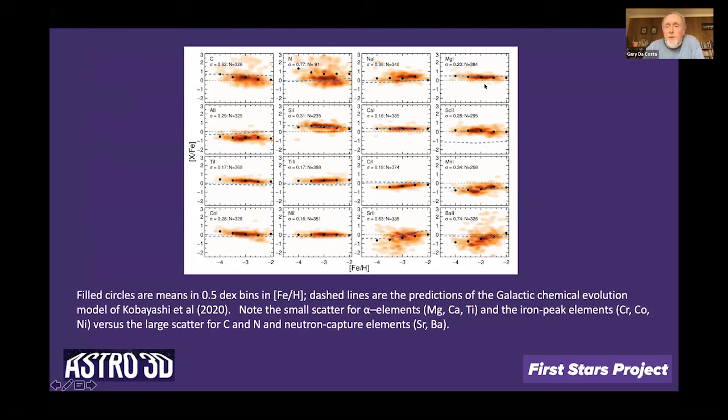And what you can see here is if you look at, for example, magnesium or calcium or titanium as alpha elements, there's really very little scatter as a function of iron abundance. The nucleosynthetic processes for these elements are producing consistent results. The same is true if you look at the iron peak elements like chromium or nickel. They show very little scatter as iron changes. On the other hand, if you look at things like carbon or nitrogen or the neutron capture elements, strontium and barium, you see enormous scatter, indicating that there really are large variations in the nucleosynthetic processes that produce these elements.